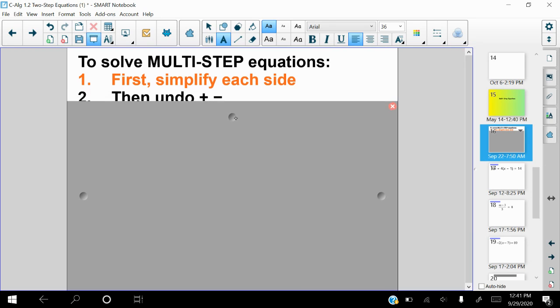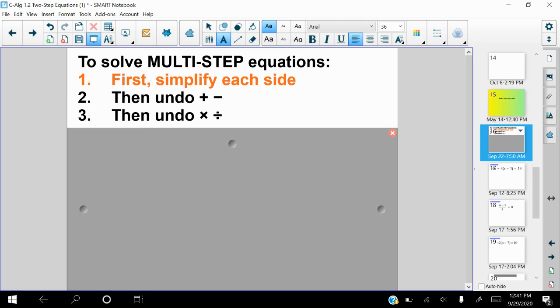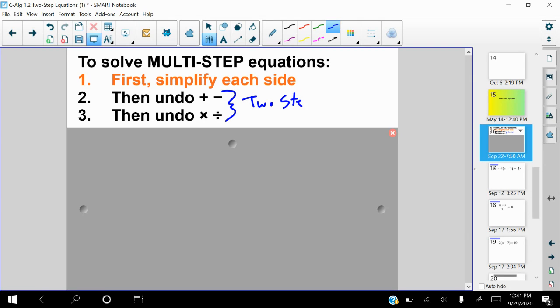After we're fully simplified, then we're going to undo our addition and subtraction, and then we're going to undo our multiplication and division. Our goal is, after we simplify, to end up with a two-step equation, like the steps for solving two-step equations. So if we end up with a two-step equation, that means we are on the path of success here. Okay, so our goal again is to figure out a way to get it into a two-step equation. Sometimes it might turn into a one-step, but our goal for multi-step equations is to turn it into a two-step equation.